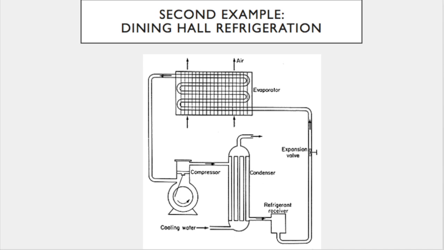The second example of a unit operation is dining hall refrigeration. The total process is to keep refrigerator contents at a proper temperature. The unit operation involved is a thermodynamic process.